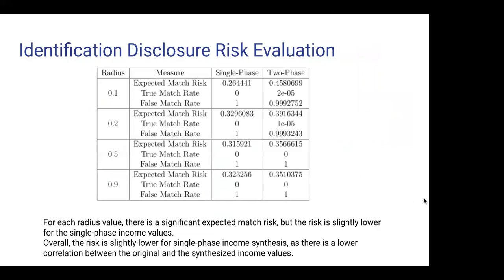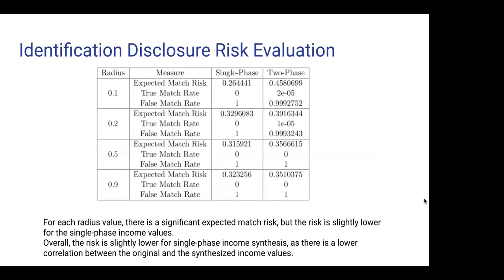And this is our risk evaluation, which, based on last lecture, we implemented the radius for each measure. And most of the true match rate and false match rates were 0 and 1 respectively, with a little bit of variation with a smaller radius, but the most changes were occurring in the expected match risk, which we expect because most of the values in our data set for expected values were unique. So we didn't see a lot of variation.